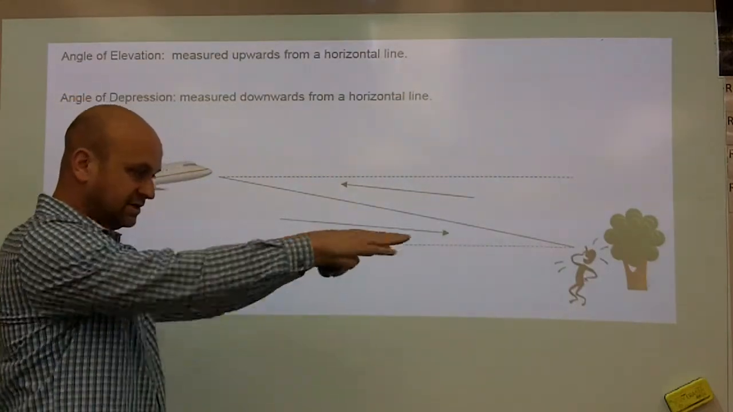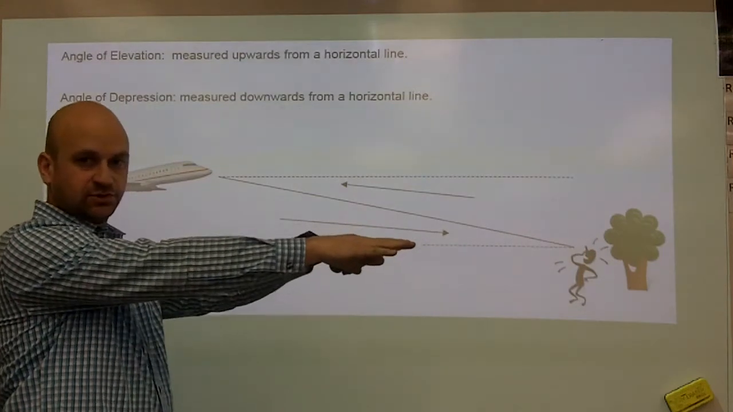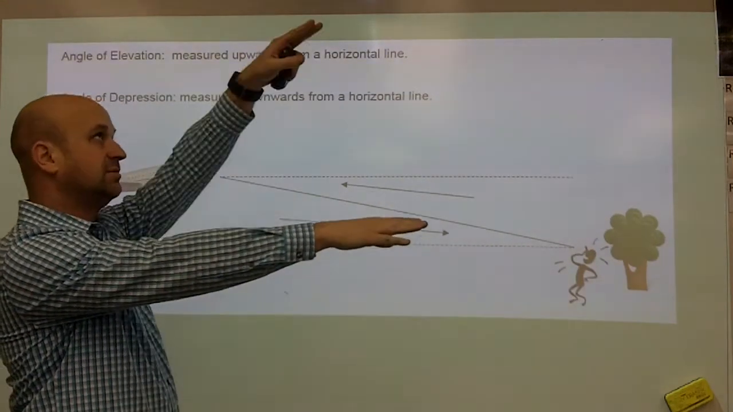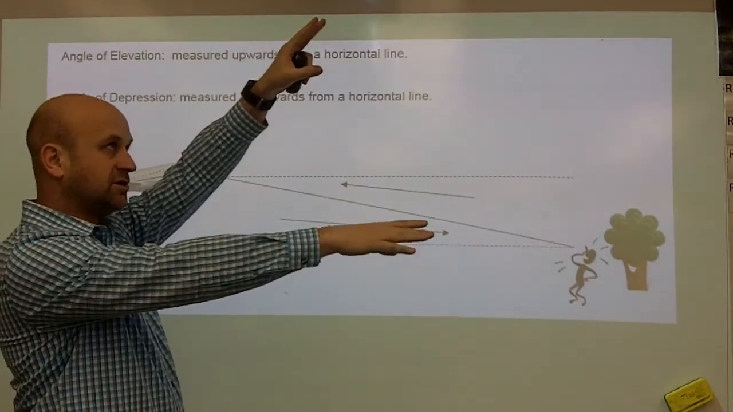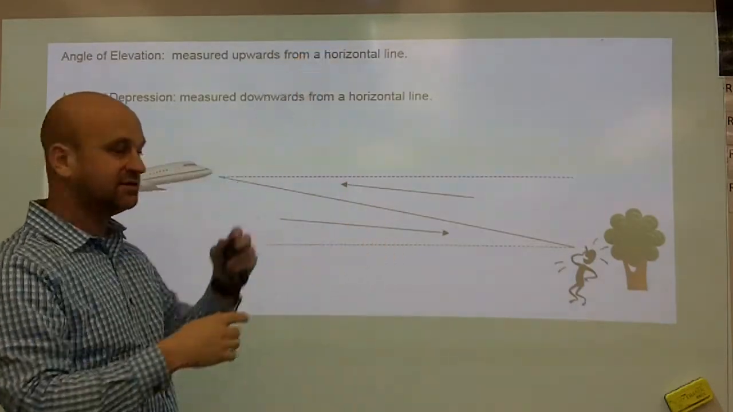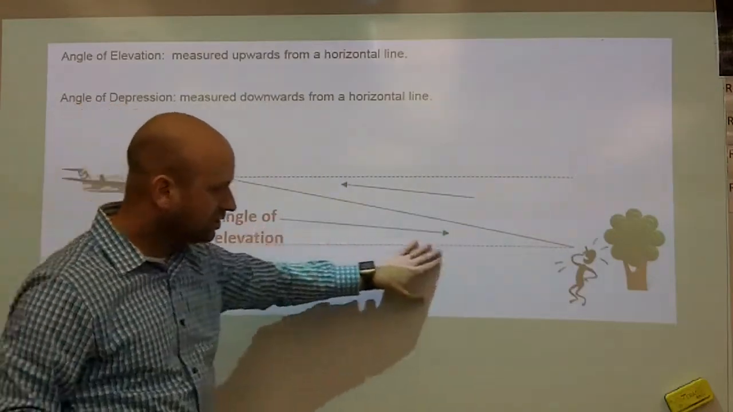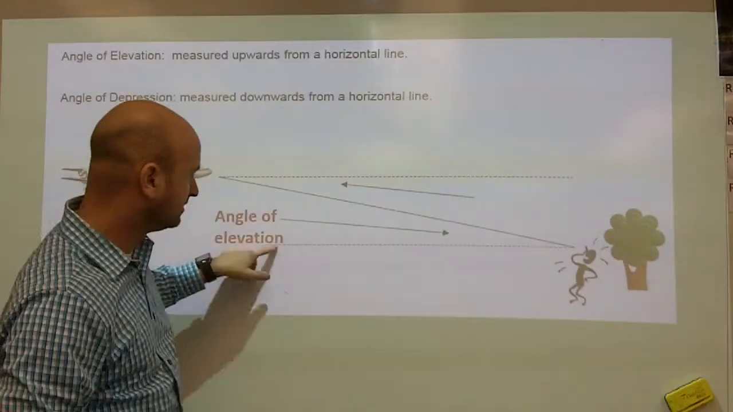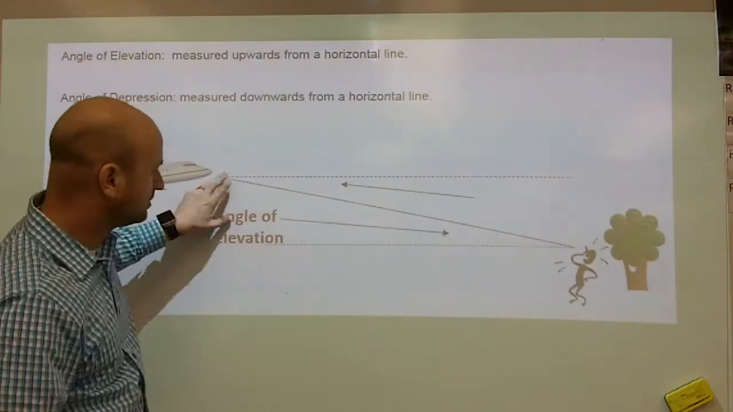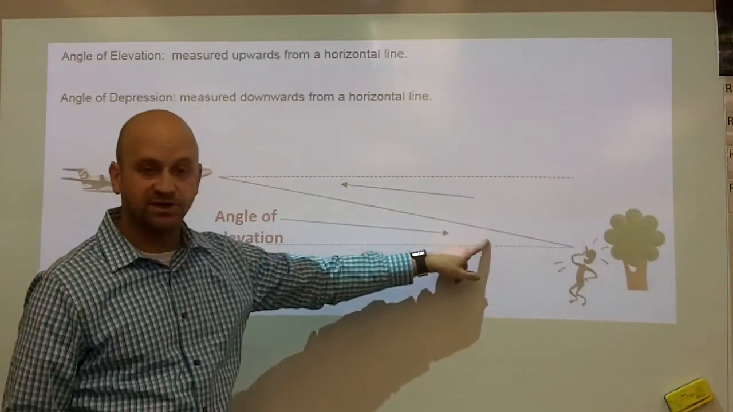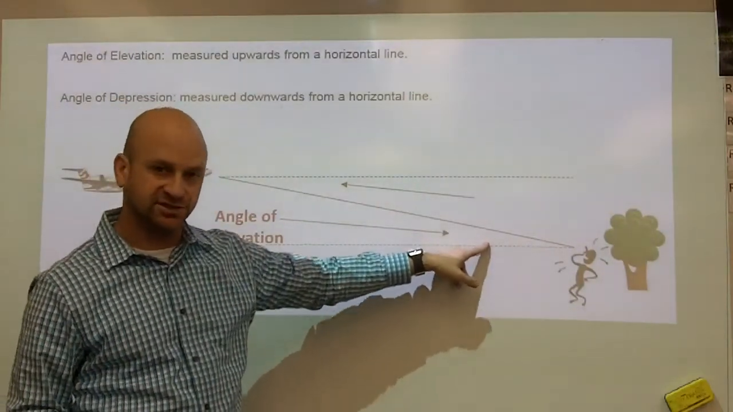So if I'm looking straight away, this would be considered the horizontal line. And if I look up, the angle formed with my arms here would become the angle of elevation. So down in this example here, this person is shown looking horizontally and then looks up towards the airplane. So this angle right here would be considered the angle of elevation.